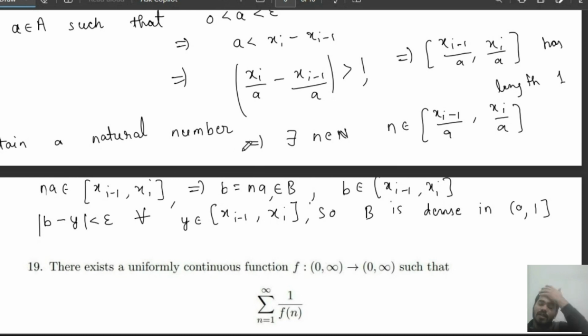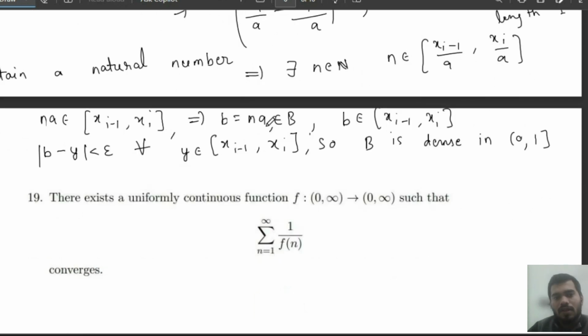Is it fine? Or does somebody have a doubt? Please tell me right now. Okay, so I hope you people do not have a doubt. So it is dense in A.